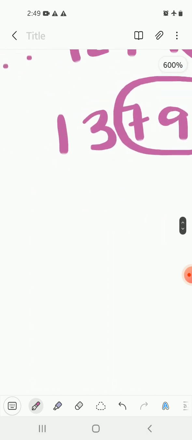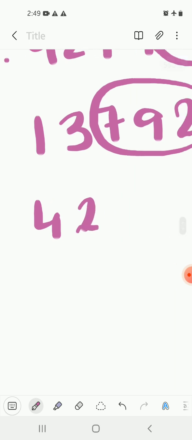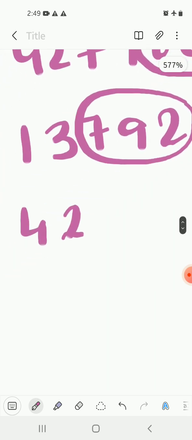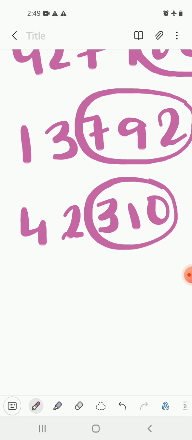Similarly, if we take an example such as 42310, check the last 3 digits, it is 310. If we divide 310 by 8, it is not divisible by 8. So since it is not divisible by 8, we will say that the number is not divisible by 8.